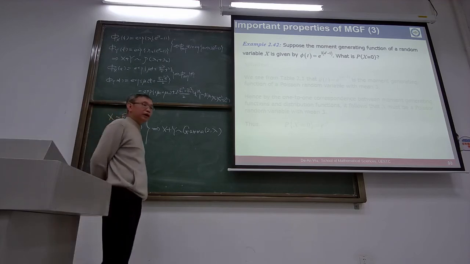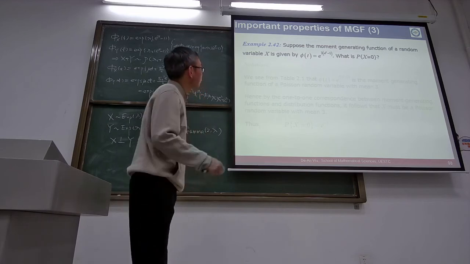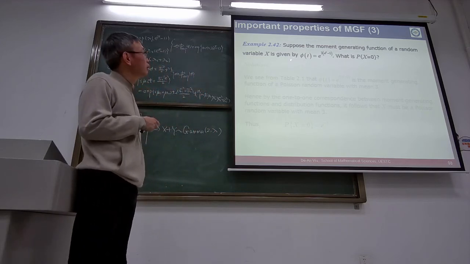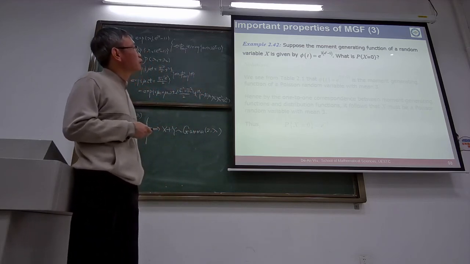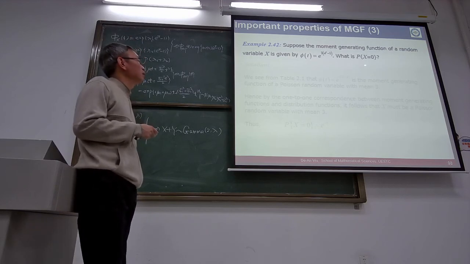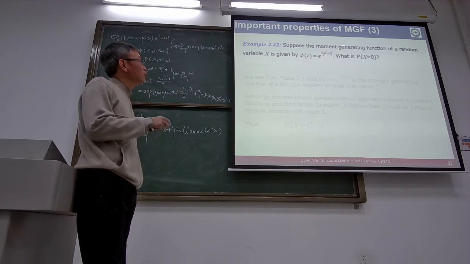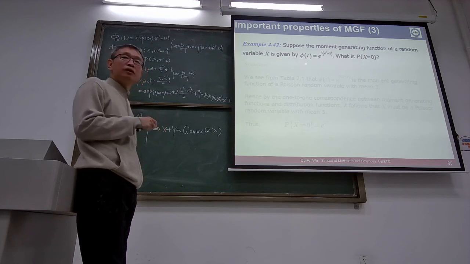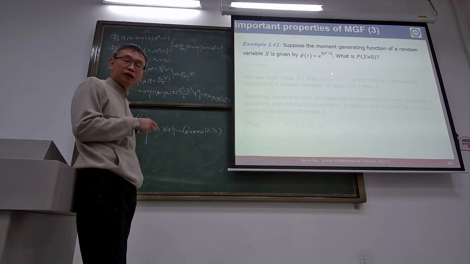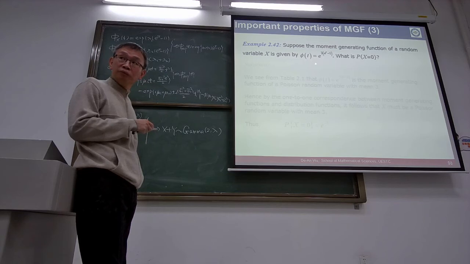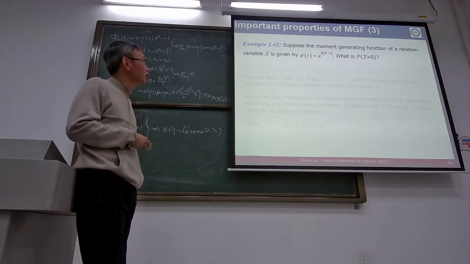Another example, see here. Suppose the moment generating function of a random variable is given by this one. What is the probability that x equals 0? This is a moment generating function of a random variable. What kind of distribution in this case? Poisson with lambda equals 3, yes.